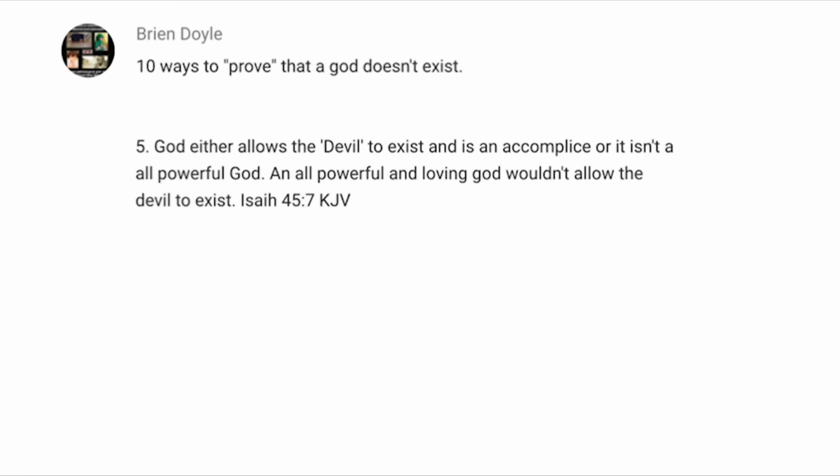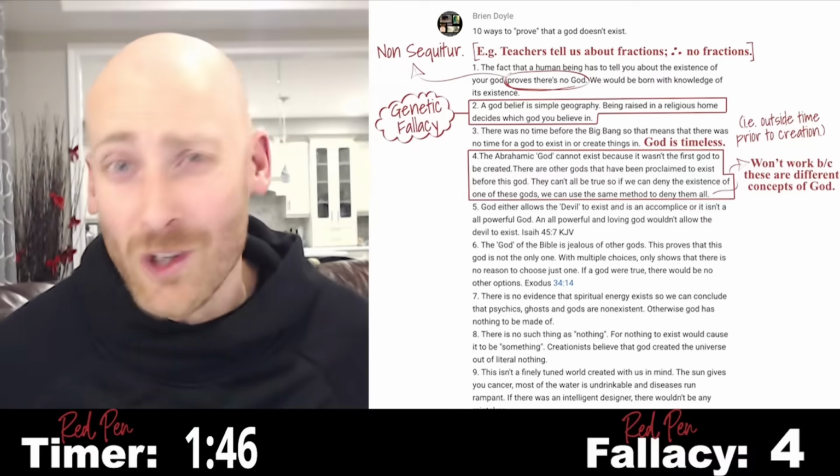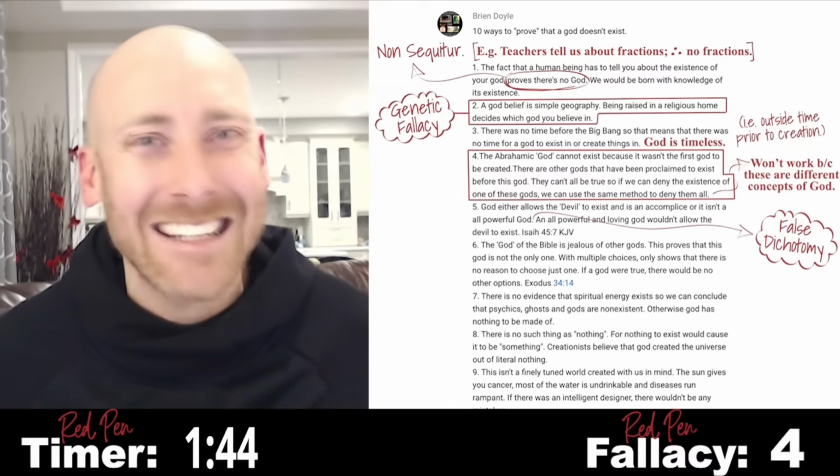Proof number 5. God either allows the devil to exist and is an accomplice, or it isn't an all-powerful God. An all-powerful and all-loving God wouldn't allow the devil to exist. Isaiah 45:7, KJV. Doyle sets up a false dilemma. It's not an either-or.